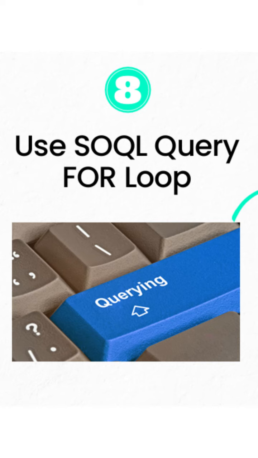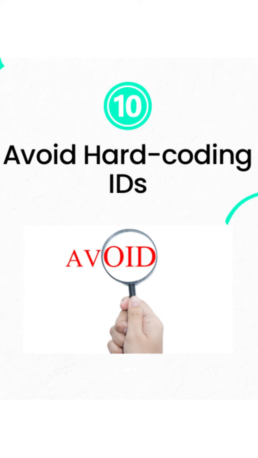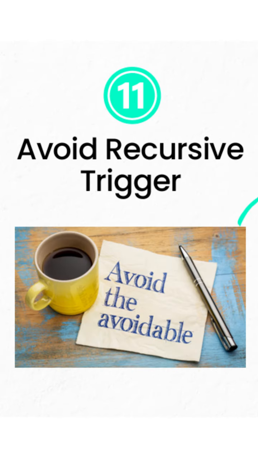We should use SOQL query for loops to process large data sets to avoid heap size limit exceptions. We need to use the future method only when necessary and with proper consideration of its limitations and impact on performance. We should avoid hard coding IDs as they may change between environments and cause issues. And lastly, we need to prevent recursive triggers by adding a static boolean variable to track whether the trigger has already executed.